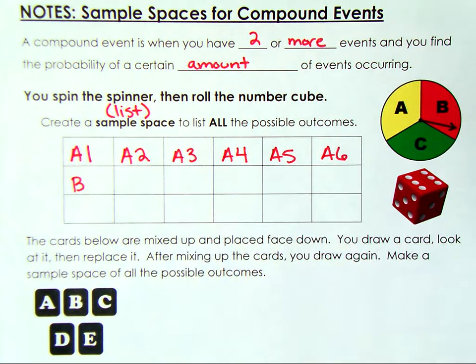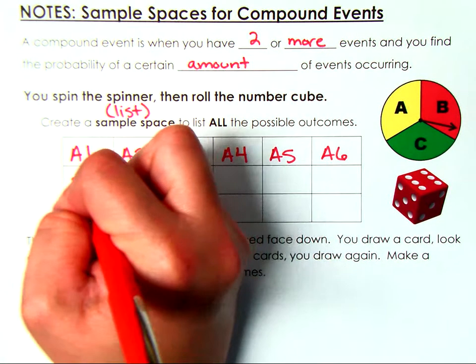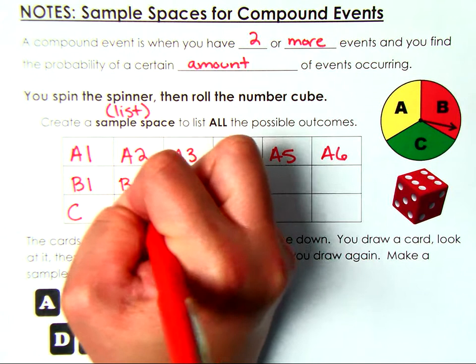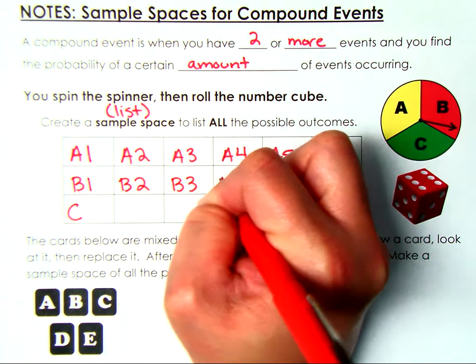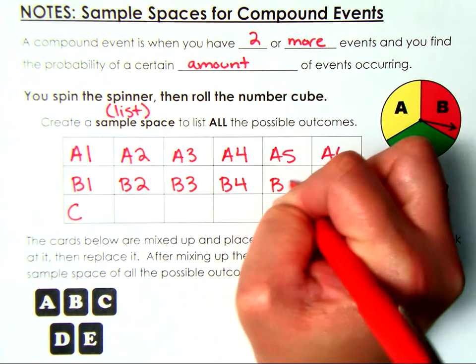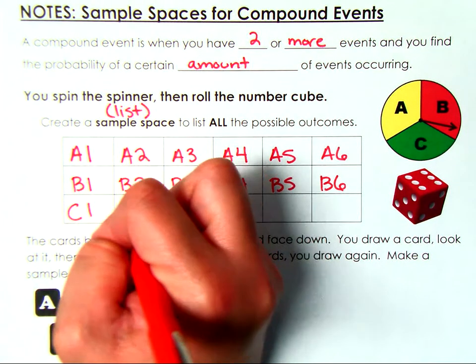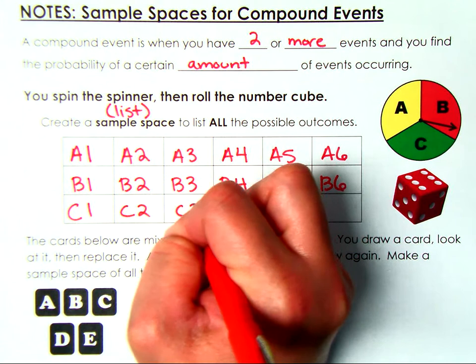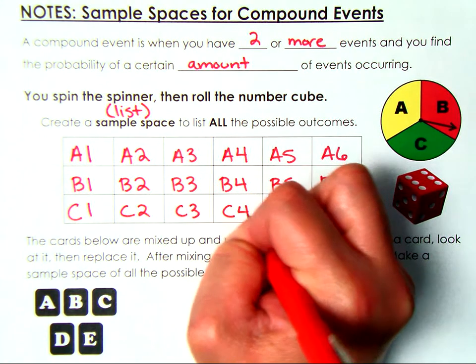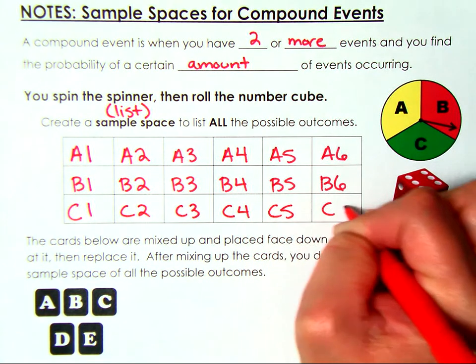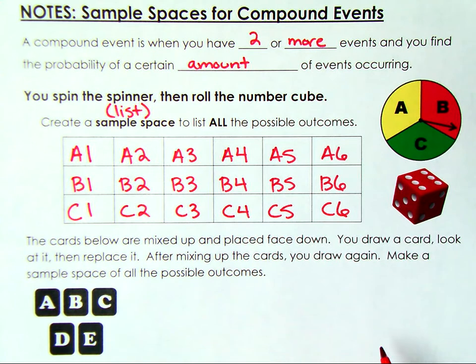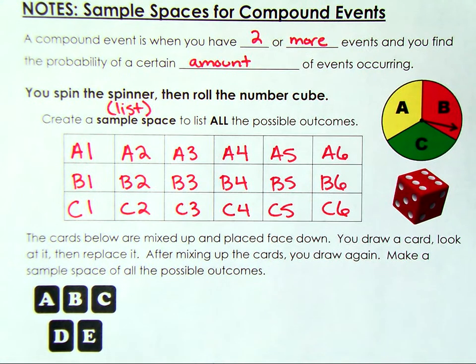Or I can spin and land on B. I can spin and land on C. And same thing, you can see we have a combination with that B and all of the numbers on that number cube. And I have the spinning and landing on C with all the combinations on that number cube. So out of this, I have a total of 18 opportunities for something to happen.